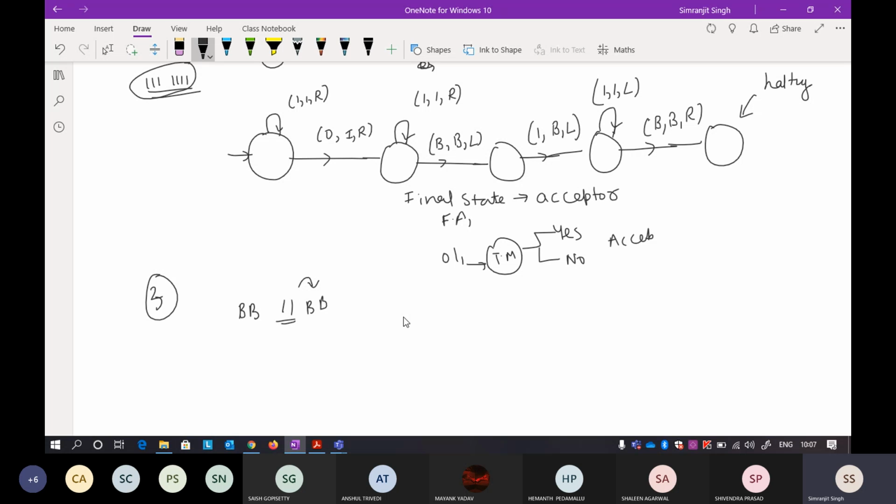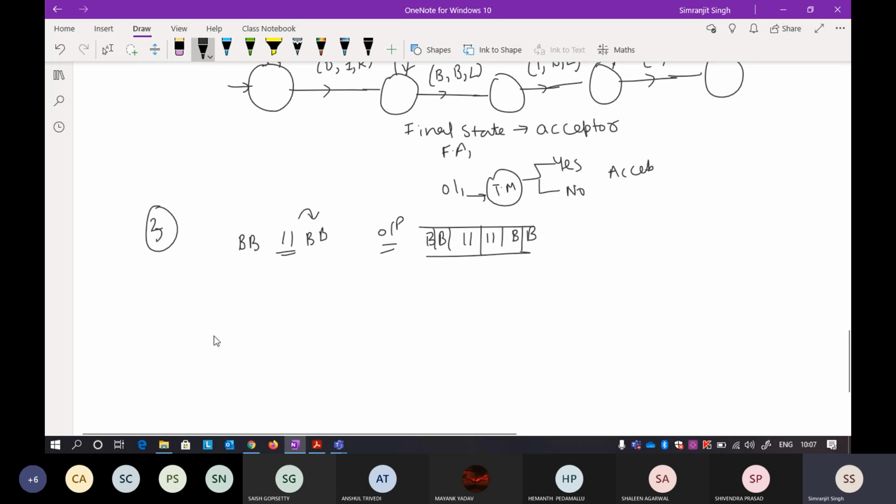Now I want 1 1, so the output will be blank blank 1 1 1 1 blank blank. That is what I want. So I have copied this 1 1 onto the tape, towards the right of it. How can you do this? I will explain the steps. Suppose there are three 1s here, and here there are all blanks.